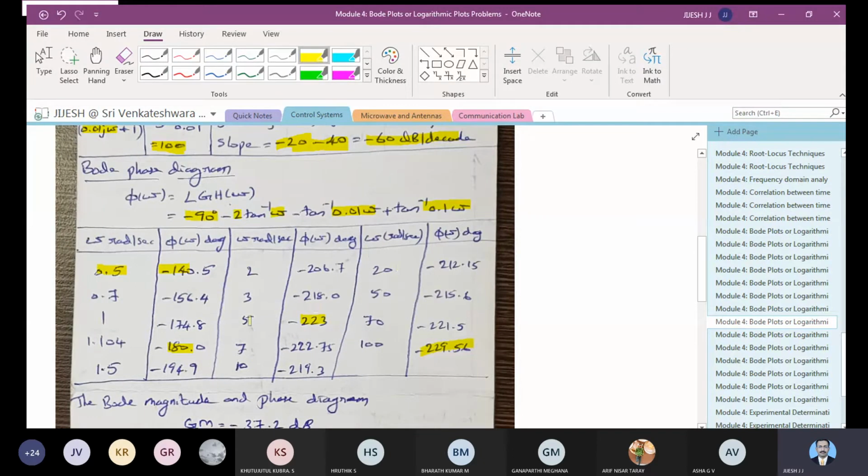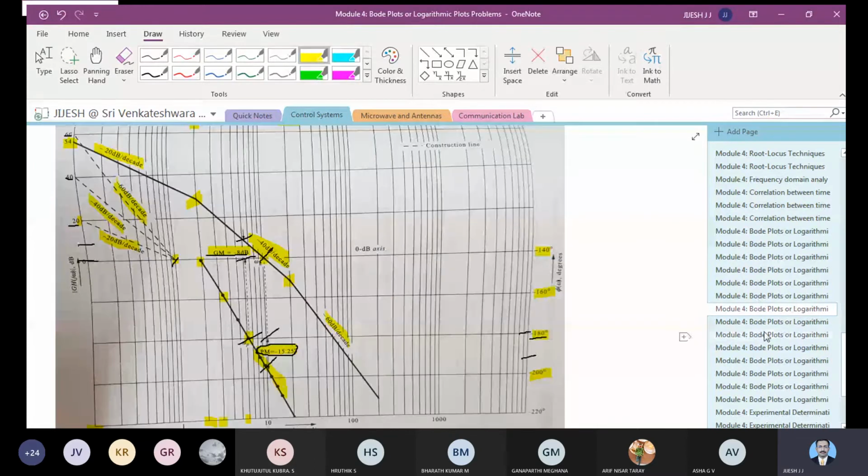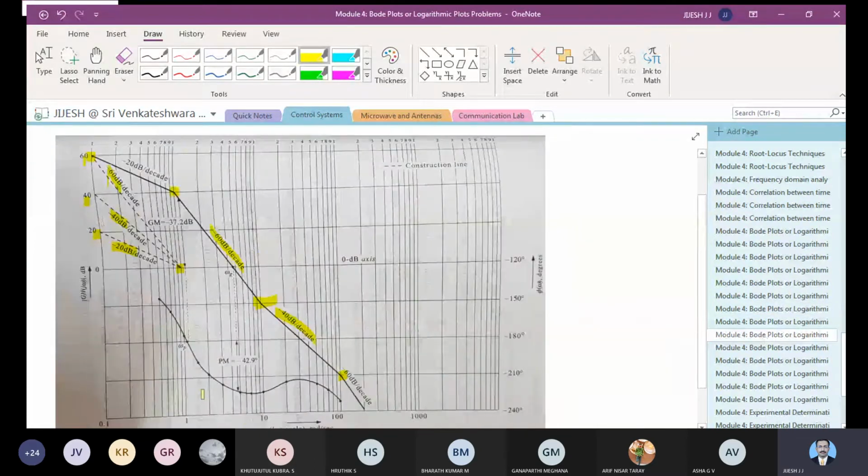Now you need to plot these values. So let me first plot for 1. All these values you need to plot. For 0.5 you will get minus 140. So let me just take you to that problem. You can see that the omega value of 0.5 will come here. So I have plotted it as 140. Next value, you can say that 1, it is coming almost 180 degrees.